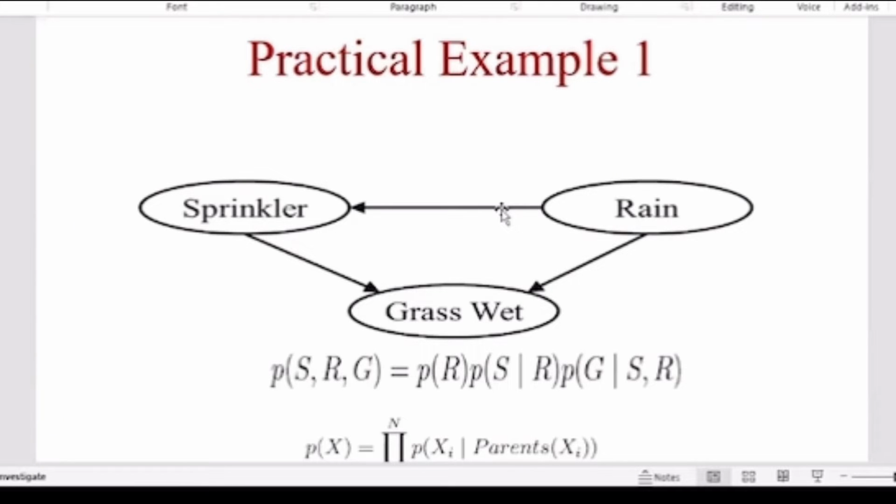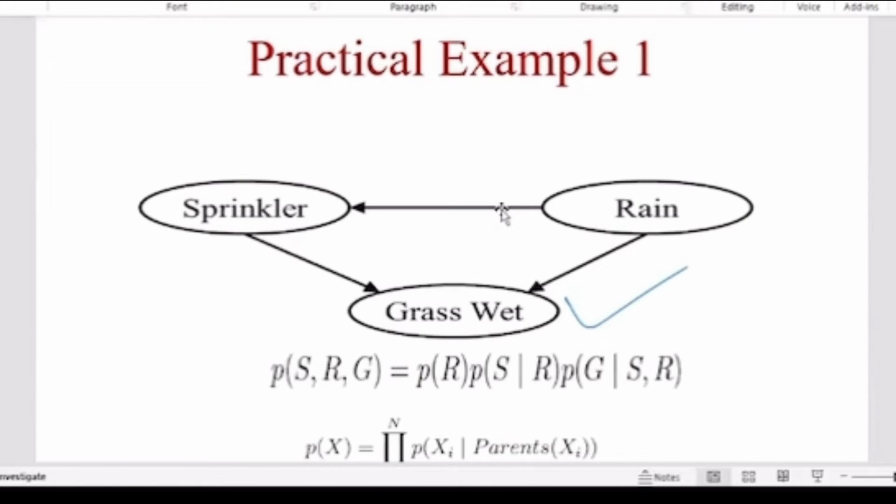Now let me tell you the situation. I wake up one day in my room, maybe I open my door, and I discover the grass is wet. Now, if my grass is wet, and I want to retrace what could be responsible for that, either the sprinkler is on, and the sprinkler can only be on probably during the summer, or there was an incidence of rain.